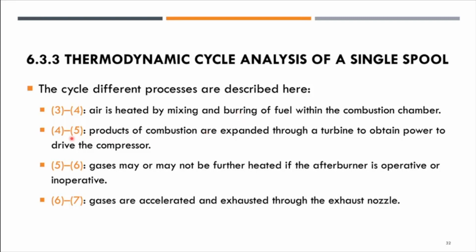And from 4 to 5, from combustion chamber to the turbine, products of combustion are expanded through the turbine to obtain power to drive the compressor. And 5 to 6, where we have the afterburner, gases may or may not be further heated if the afterburner is operative or inoperative. And finally, 6 to 7, gases are accelerated and exhausted through the exhaust nozzle.